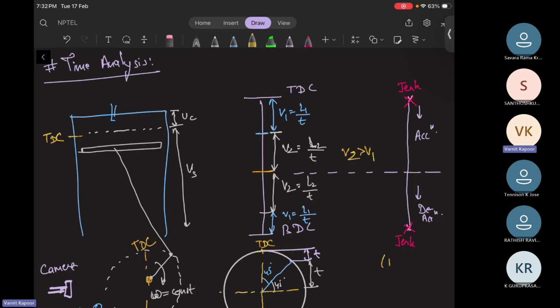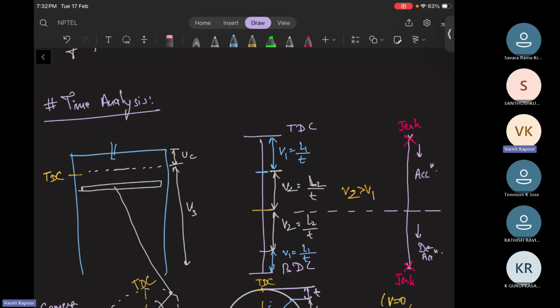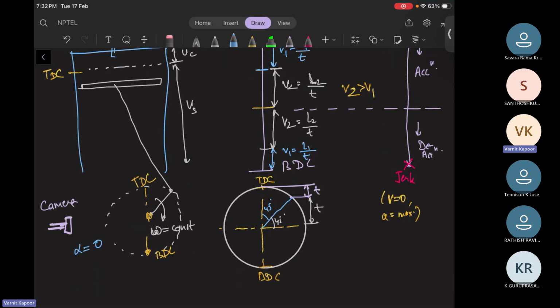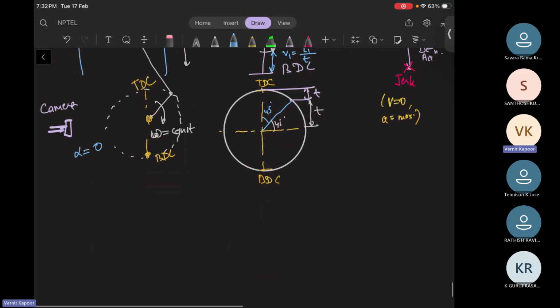So here velocity is 0 and acceleration is maximum at the jerk points, and vibration and noises will be there. Okay, so this is what is happening from the mechanics point of view. So conversion of rotatory into reciprocating motion I have tried to explain, or reciprocating into rotatory, vice versa.